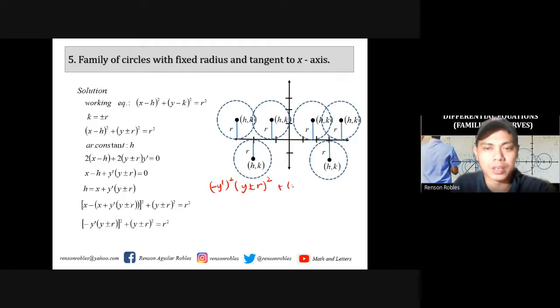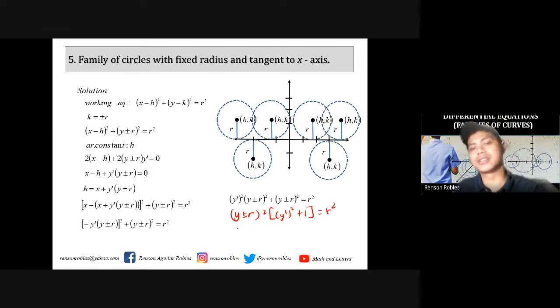And then plus or minus r, squared, equals r squared. Simplifying, you have y prime squared plus (y plus or minus r) squared equals r squared, because the minus sign is eliminated as we are raising it to the second power. Eventually you have this equation, and then you can factor out (y plus or minus r) squared: (y plus or minus r) squared times (y prime squared plus 1) equals r squared. And this is the differential equation that we are looking for.